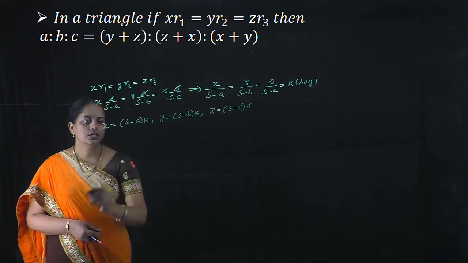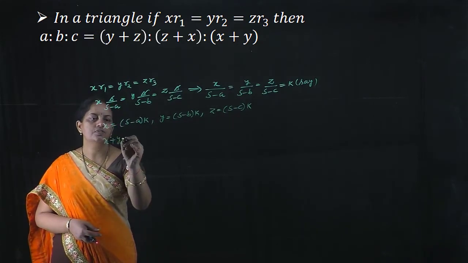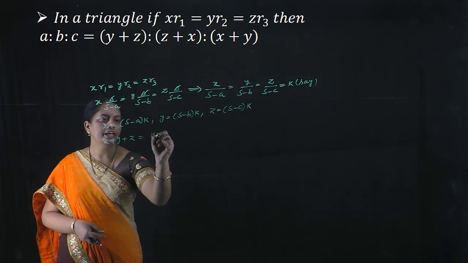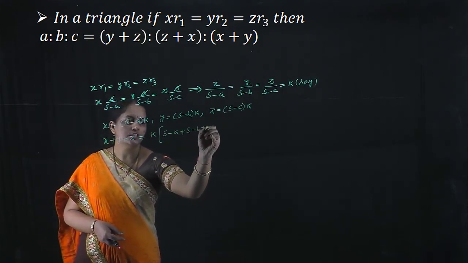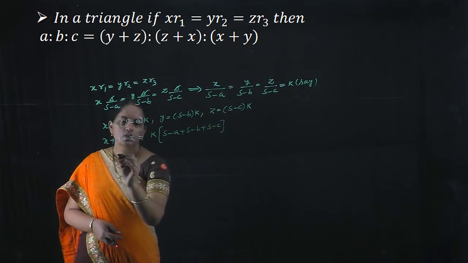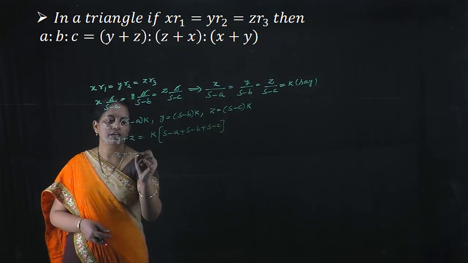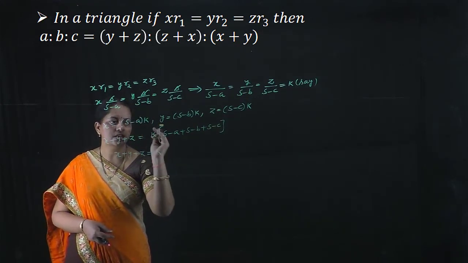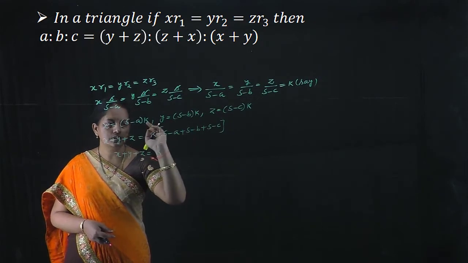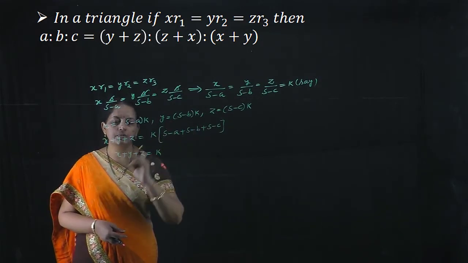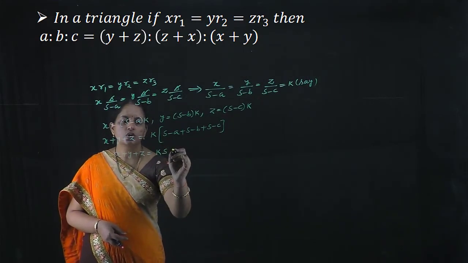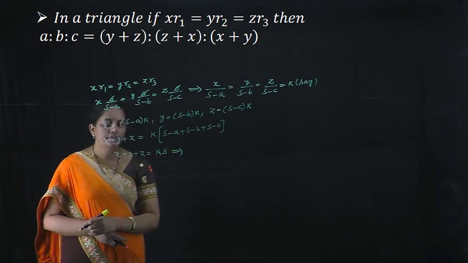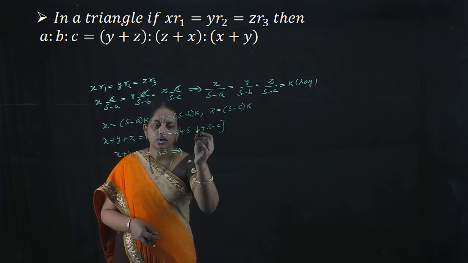By adding these three terms, we get x plus y plus z is equal to k times of s minus a plus s minus b plus s minus c. So x plus y plus z is equal to k times of 3s minus of a plus b plus c, which means 2s. 3s minus 2s? Yes. So, by using the values of x, y, z, we get a, b, c.